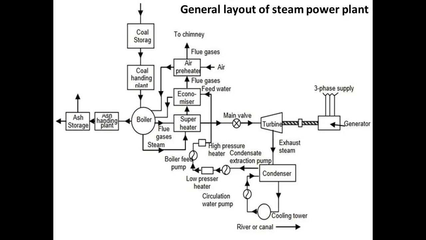When coal burns in the boiler, it gives its energy to the boiler, where water is converted into steam. That steam, friends, goes to the superheater. From the superheater, the steam becomes high pressure and superheated steam. This steam moves to the turbine through the main valve, where it rotates the turbine.